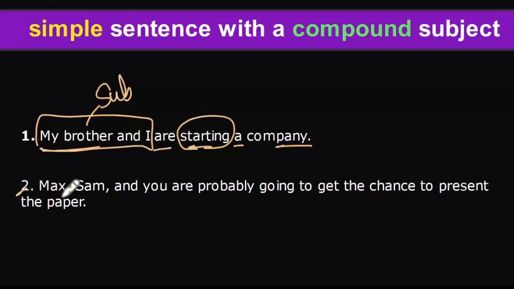Another example: Max, Sam, and you are probably going to get the chance to present the paper. Who's going to get the chance to present the paper? It is Max, Sam, and you. Three people, and all these three subjects are sharing the same verb.